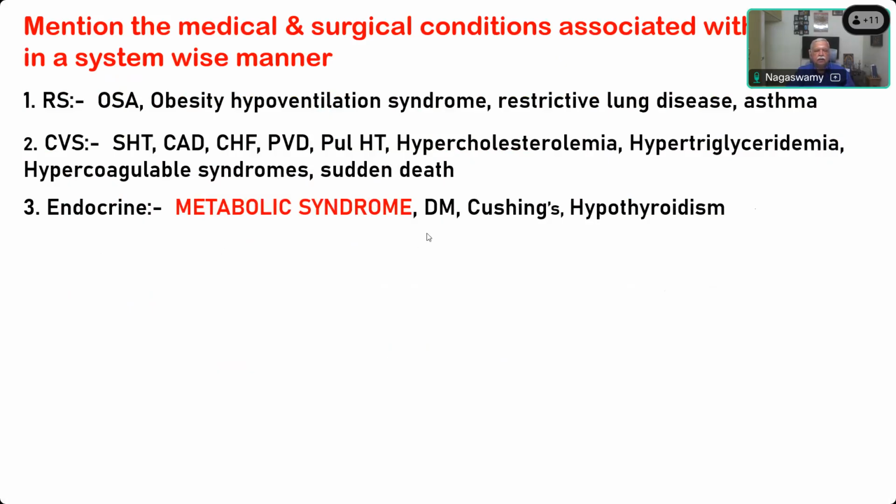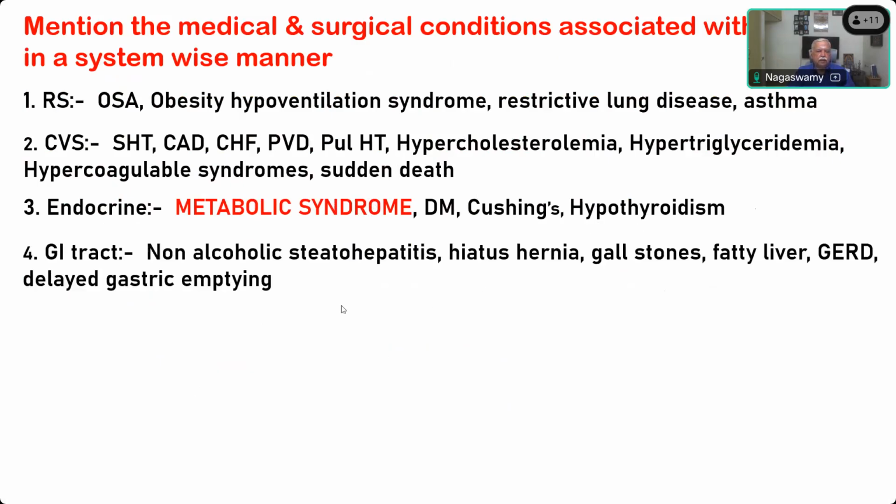And endocrine, they may have diabetes, Cushing's, and hypothyroidism. These are the three endocrine problems that may be associated. GI tract, they may have non-alcoholic steatohepatitis. They may have hiatus hernia. This is a very common surgical condition, which may give a false sense of a GERD-like thing.